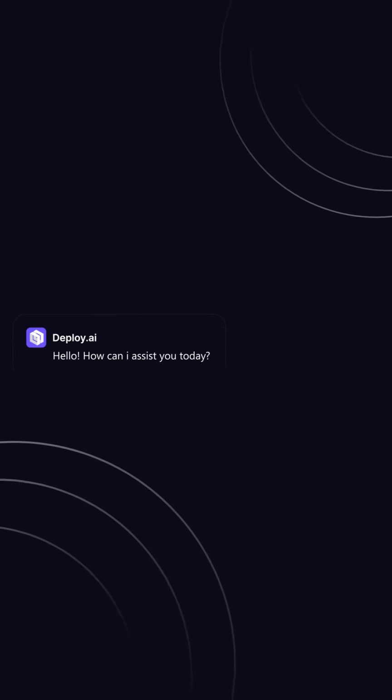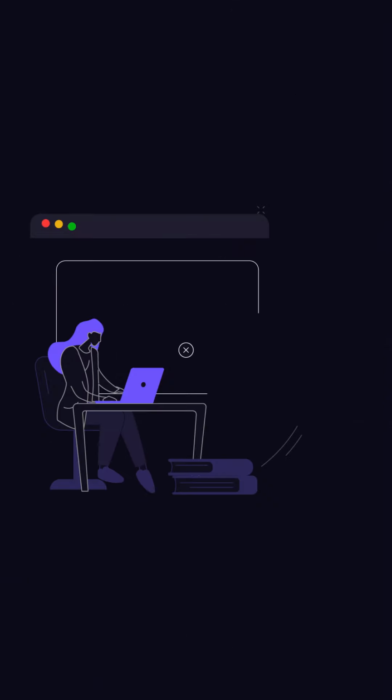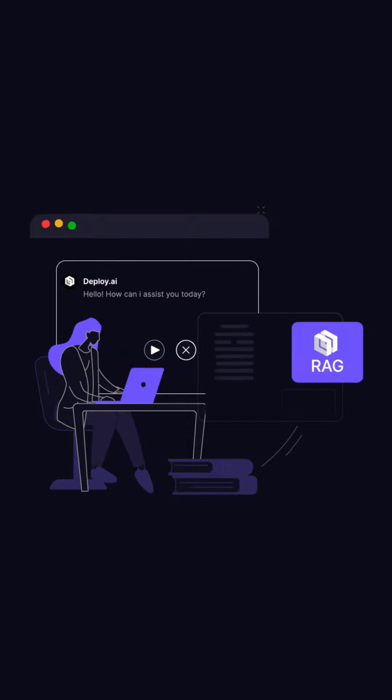AI is incredibly powerful for answering questions and assisting with tasks. However, when it comes to your own data, seamless integration is essential. That's where Deploy.AI steps in with its progressive RAG capabilities.